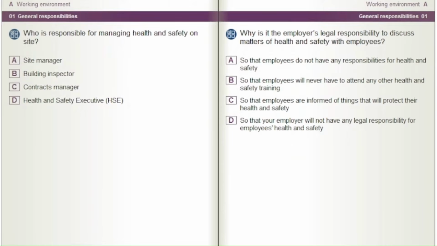Who is responsible for managing health and safety on site? Site manager, building inspector, contracts manager, Health and Safety Executive, HSE.